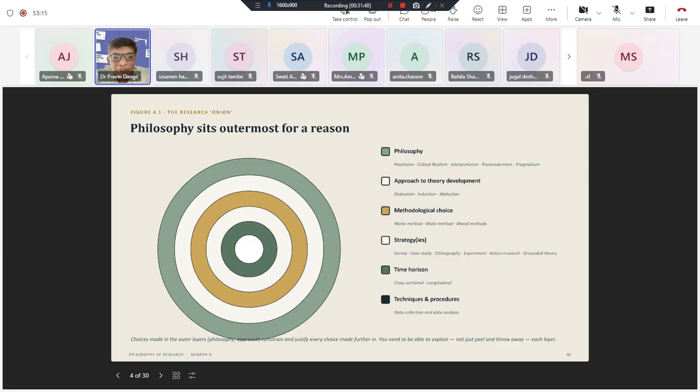Then comes the methodological choice, right? Whether we are following mono method or mixed method, or multiple methods. Then comes the research strategy, right? Which talks about whether it is a case study method, survey method, or semi-structured interviews, interview as an instrument, or action research or participant observation, right? That is the strategy to be followed. And then the next is time horizon, right? Whether it is cross-sectional research or longitudinal research. And then techniques and procedures. Then it comes actually to data and data collection, right? And the analysis instruments. So all these things are connected. We need to be consistent from philosophy to methods.